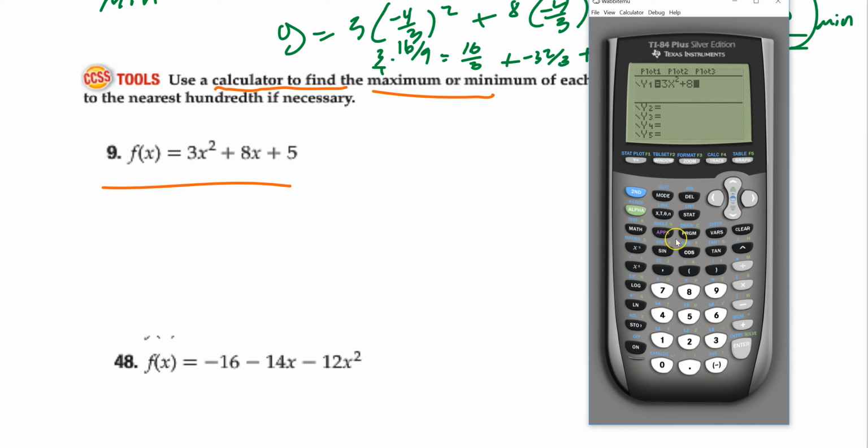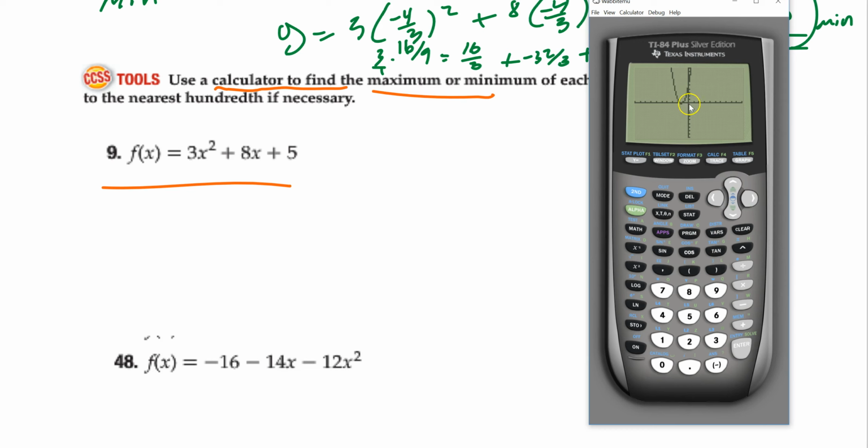Plus 8x plus 5. I'm going to graph it. Now my window's off, because I was using it earlier. So remember, the easy way to fix your window, by the way, you can stop progress by pressing on. Just press zoom standard. So it looks something like this.